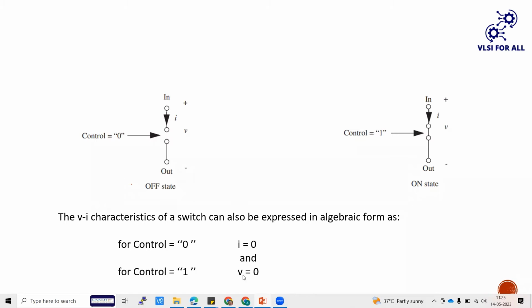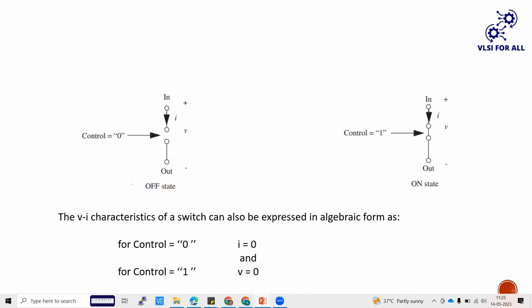Now, team, I want to conclude one point. In this switch, whenever control is 0, current will be 0, but there will be a non-zero voltage. Similarly, when control is logic 1, the voltage across that element is 0. However, there is a non-zero current. This is what the VI characteristics of a switch are.